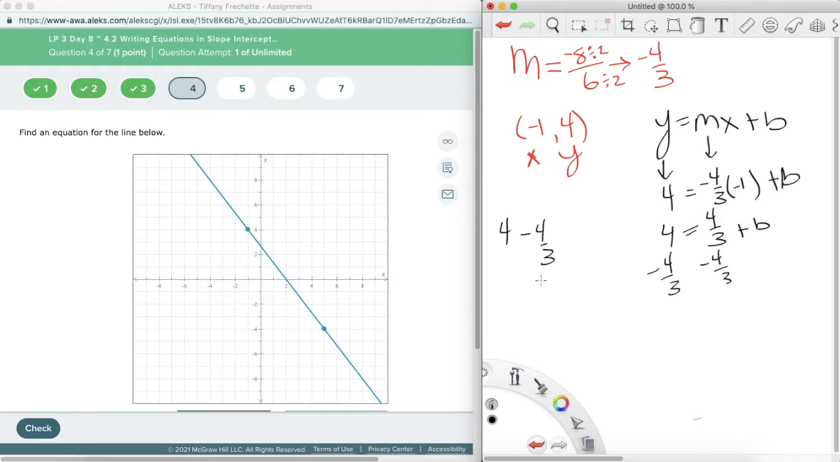Well, I need it to have a 3 underneath. Right now it has a 1. All numbers have a 1 under it. So if I want to go from a 1 to a 3, that means I have to multiply by 3. I have to do the same thing on the top. So 4 times 3 is 12. This is just giving it a like denominator. That's all that is. 12 minus 4, we get 8 thirds. You subtract across the top, but the bottom stays the same. So then I have 8 thirds equals b.